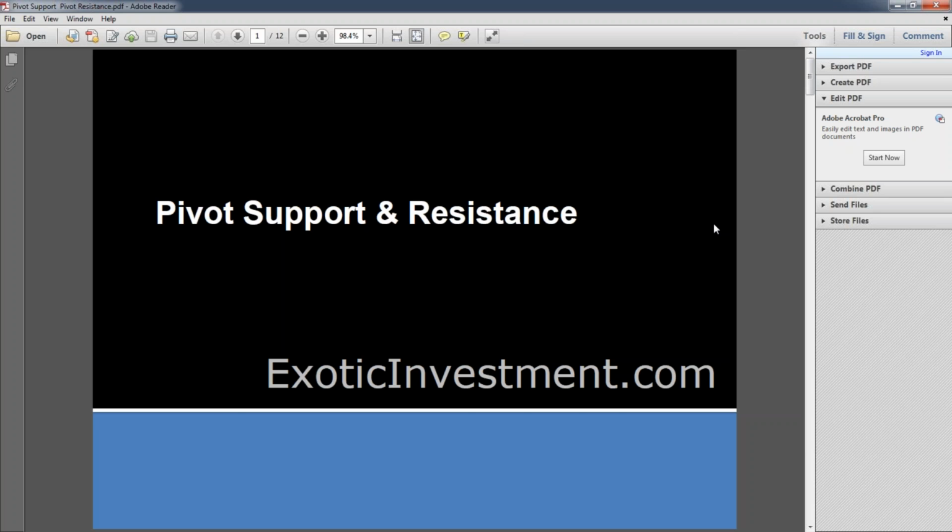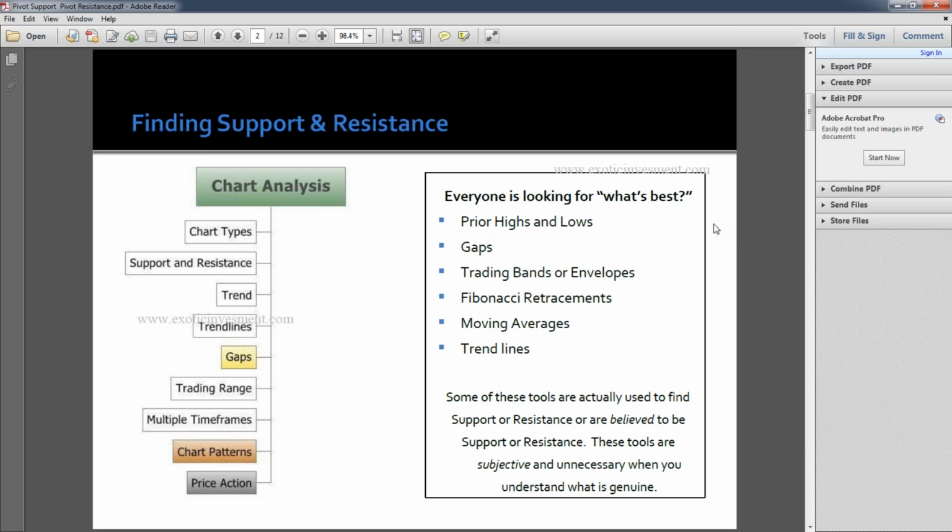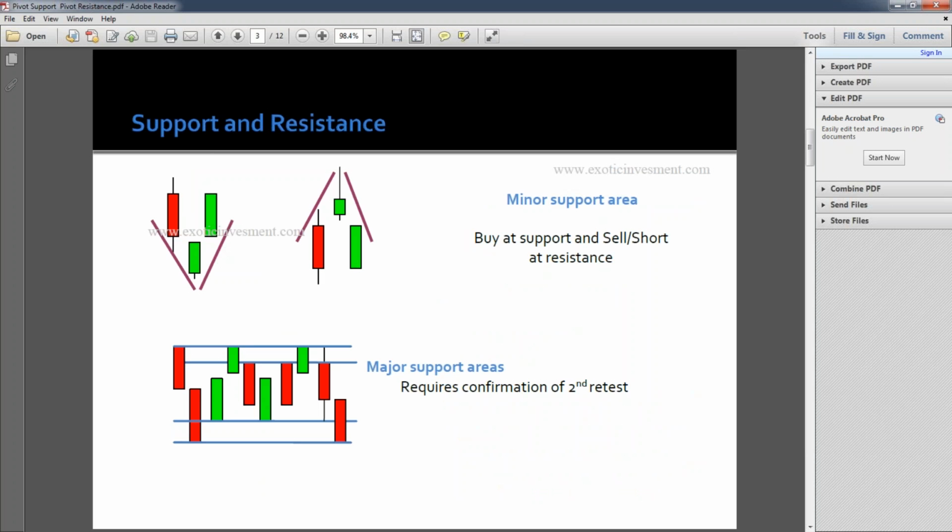Okay, so pivot support and resistance. This is where you can find what the support zones and the resistance zones are, and there are so many things over here. Everyone is looking at what's best: prior highs and prior lows, gaps, trailing bands, envelopes, Fibonacci retracements, moving averages, trend lines. Some of these tools are actually used to find support, resistance, or believed to be support or resistance. These tools are subjective and unnecessary when you understand what is genuine.